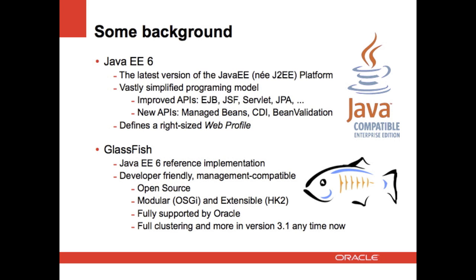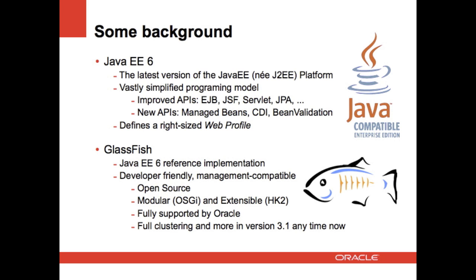So just some background on the technologies you're going to see in this demo. First, Java EE6, that's the latest version of Java EE, which used to be called J2EE. It's vastly improved, yet also simplified heavily. So there are a number of improved APIs, such as EJB 3.1, Servlet 3.0, JSF 2.0, JPA 2.0. But there are also new APIs such as Managed Beans, CDI, which stands for Context and Dependency Injection, and Bean Validation. And along with that, there's also a right-size web profile that's been defined. That's actually what we're going to use here in this demo.